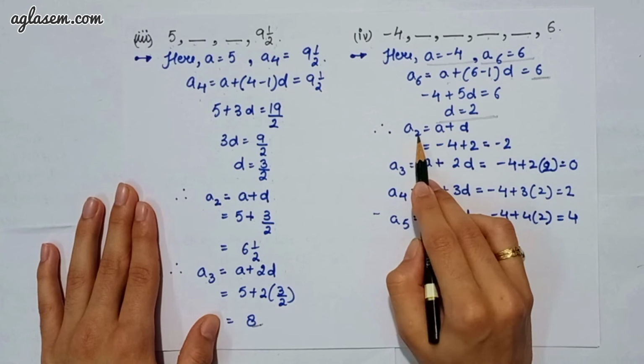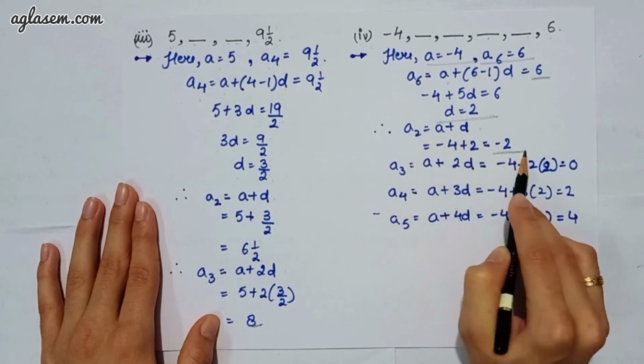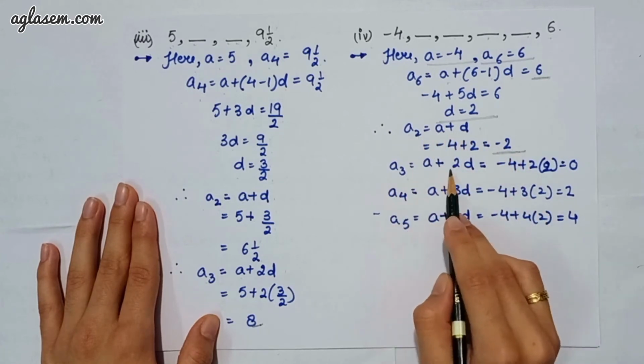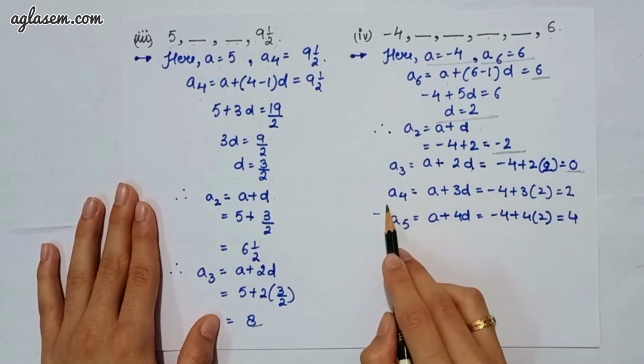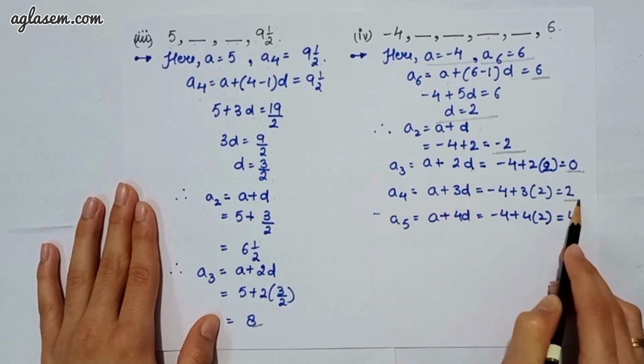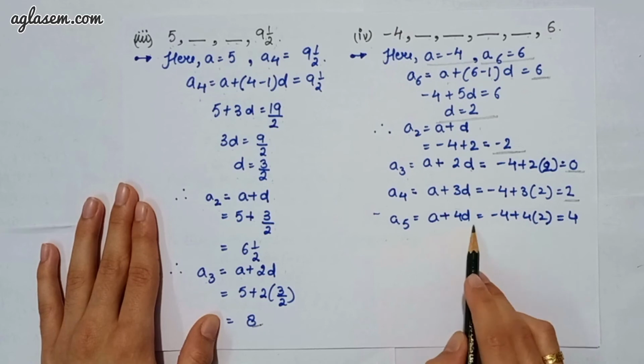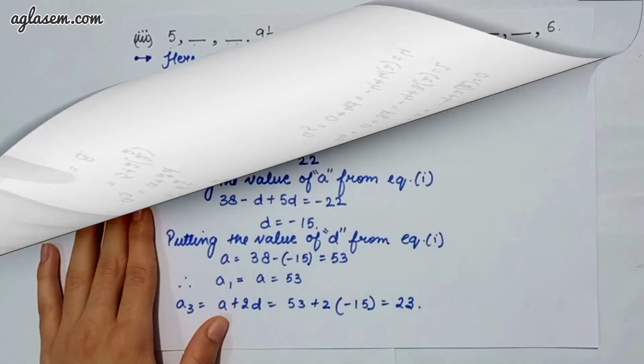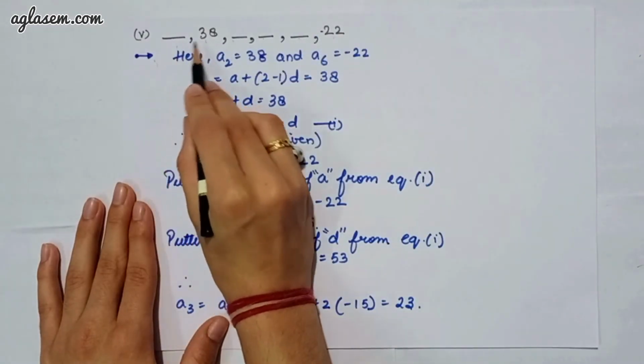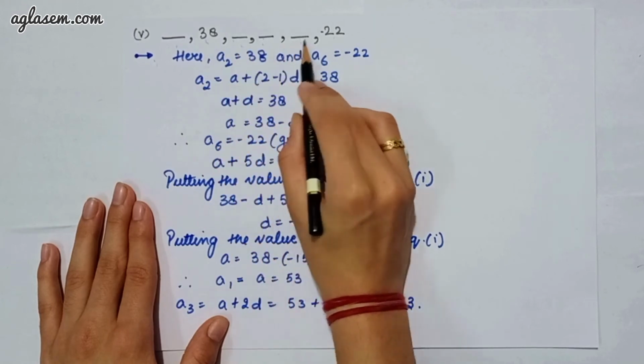So a2 we can find, that is a plus d, which is minus 2. And a3 we can find, a plus 2d, that is 0. a4 we can find, a plus 3d, that is 2. a5 we can find, a plus 4d, that is 4. Moving to our fifth part, which says dash 38, dash, dash, dash, minus 22.